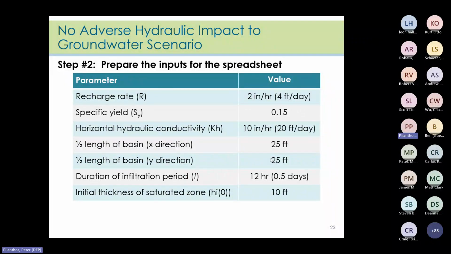And then the duration of infiltration period is obtained from step 1. We also need to divide hours by 24 to get the number of days, which is 0.5 for this example, if we're using the older spreadsheet. T is less than the upper limit of 3 days. Lastly, the initial thickness of the saturated zone uses the default value of 10 feet.